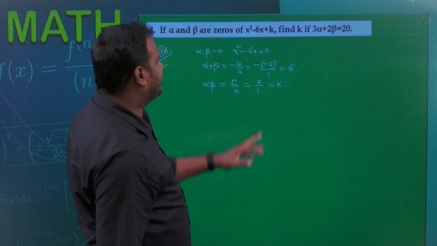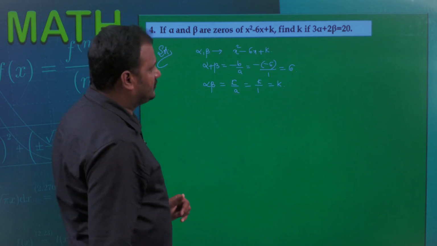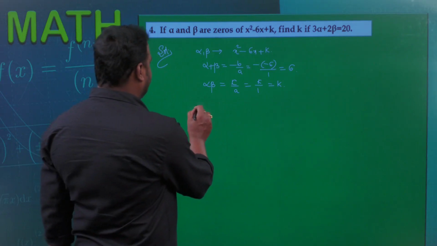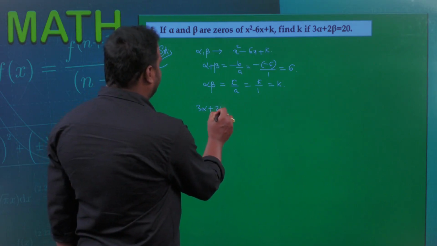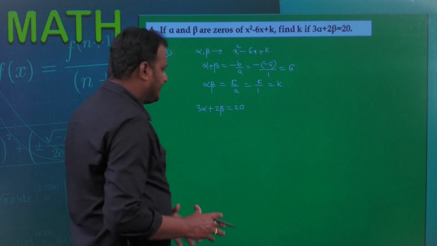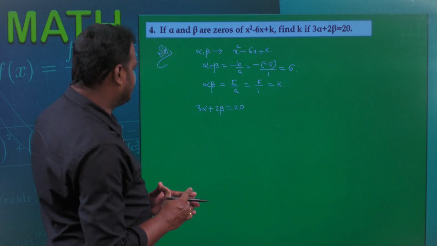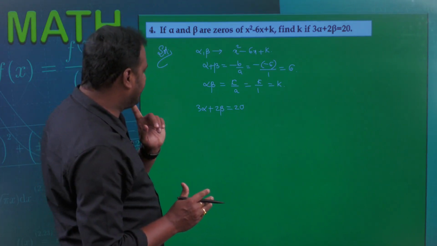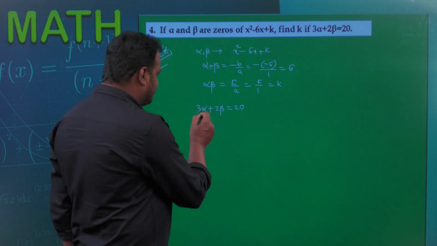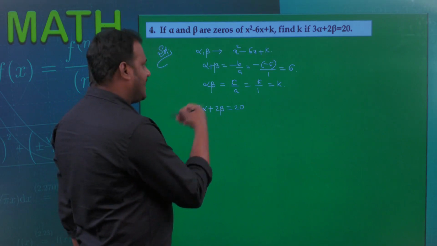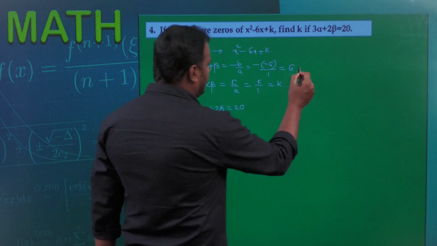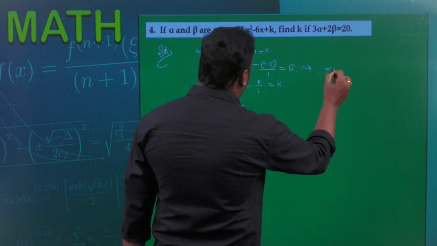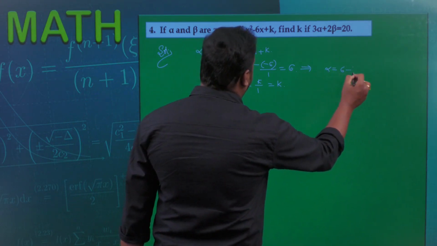And what is the other information given here? 3 alpha plus 2 beta is equal to 20. So how do I use that 3 alpha plus 2 beta is equal to 20? See, if I think logically here, I think I can get one idea. Or else you can even use this information also: alpha plus beta is equal to 6. Then from this, what is the value of alpha? Alpha is equal to 6 minus beta.